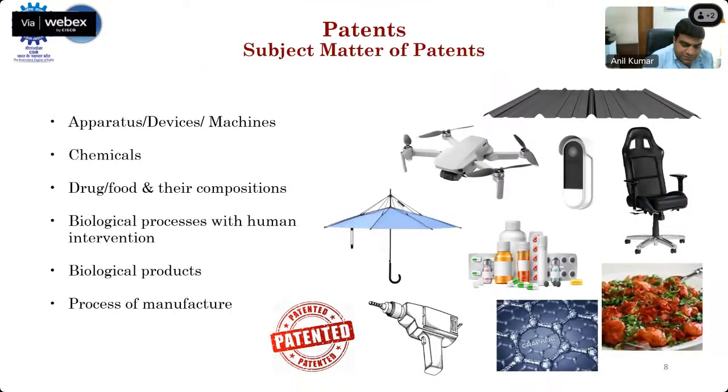the subject matter of patents, then an invention, be it a product or process, is patentable, wherein it has an inventive step and is capable of being produced industrially. Those things can be apparatus, devices, machines, as given in this slide. They can be chemicals, medicines, food, their compositions, even biological processes wherein human intervention has been done to change the pathways, or similar activities wherein there is a substantial human activity, then those things are patentable. Then we have certain biological products which are patentable, and certain processes that can be patentable in India.